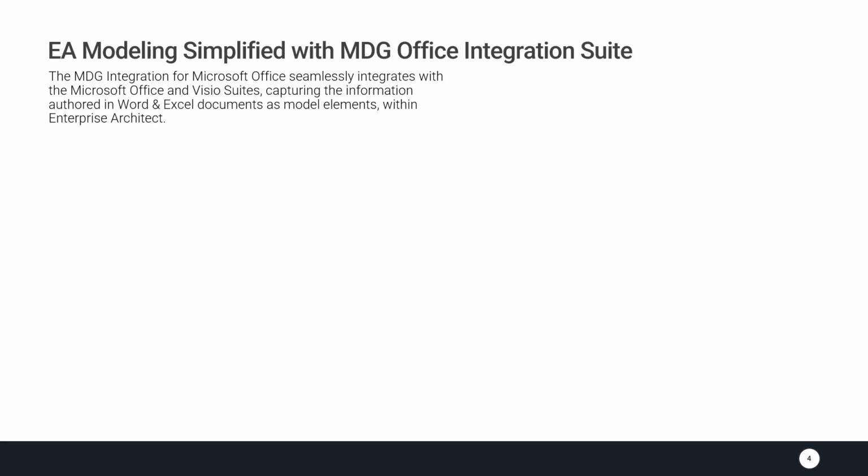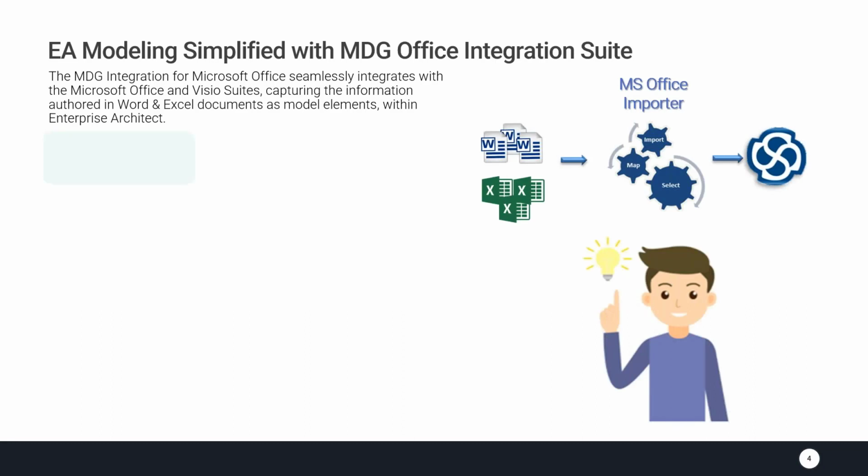So that's where EA modeling is simplified with the MDG Office Integration Suite. Though we are official EA consultants, we realize these pain problems needed to be sorted out for laborious model element creation. So Sparx Systems has provided an automated solution, which is MDG Office Suite, helping make life easier for an EA user. What it comprises is integration with Microsoft Office suite tools such as Word, Excel, PowerPoint and Visio.